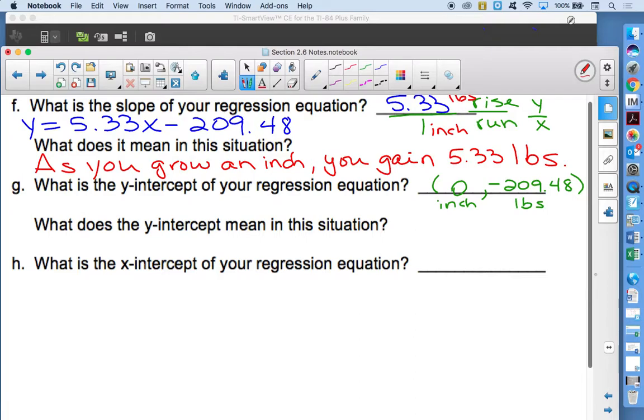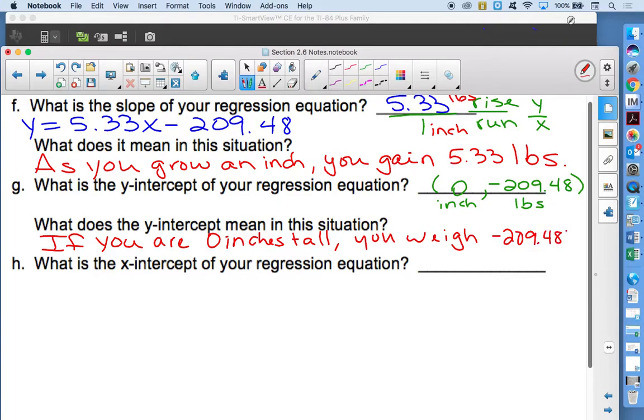Mackenzie? If you are 0 inches tall, then you weigh negative 209.48 pounds. Yeah, that's kind of what it means. It doesn't make sense, but that's what this number means in this problem. So if you are 0 inches tall, technically you weigh negative 209.48 pounds. Now, that's nowhere near being true, because if you're 0 inches tall, you shouldn't weigh anything because you don't exist.